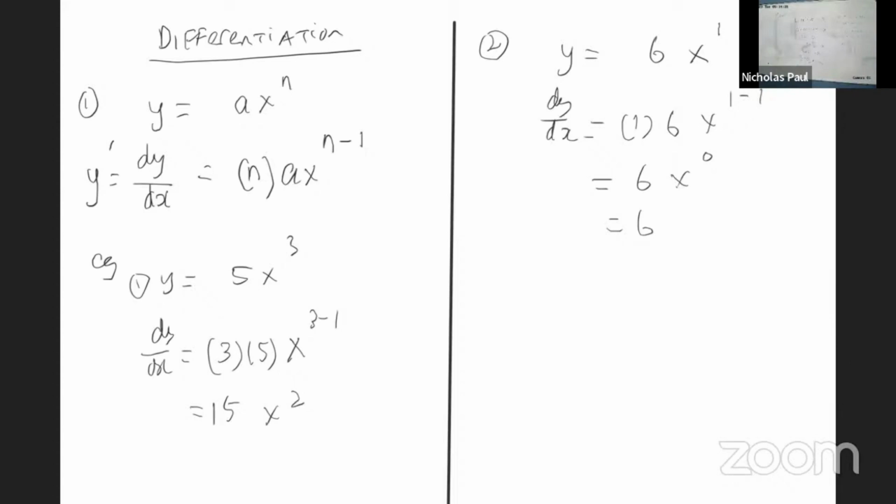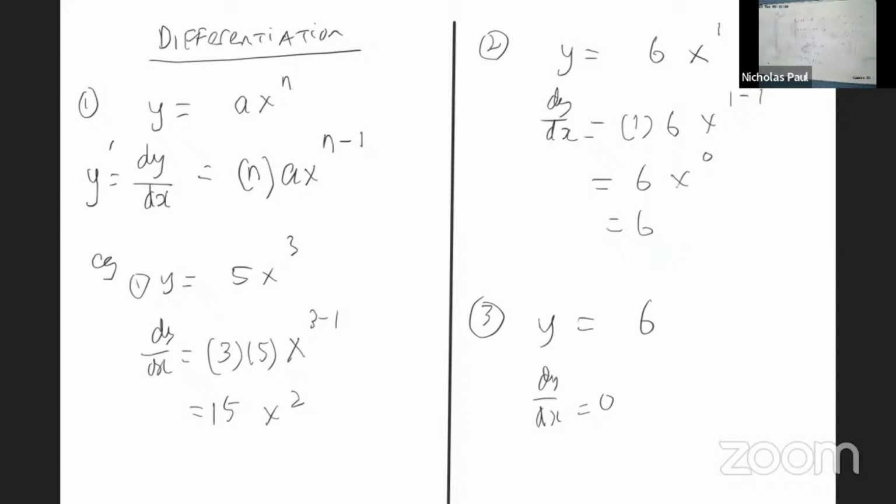That's okay? What about if I gave you a constant now? If I gave you a constant, y is equal to 6, there is no x term, which basically means that the differential here is 0. It's simple reason as this. 6 is really 6x to the power of 0. You bring the 0 in front, you'll get 0. Basically, if you differentiate a constant, you'll get 0.